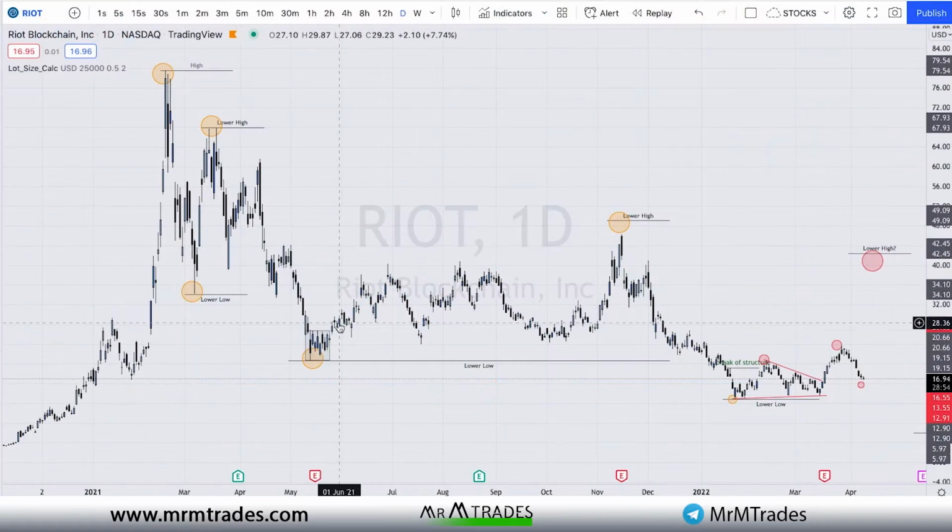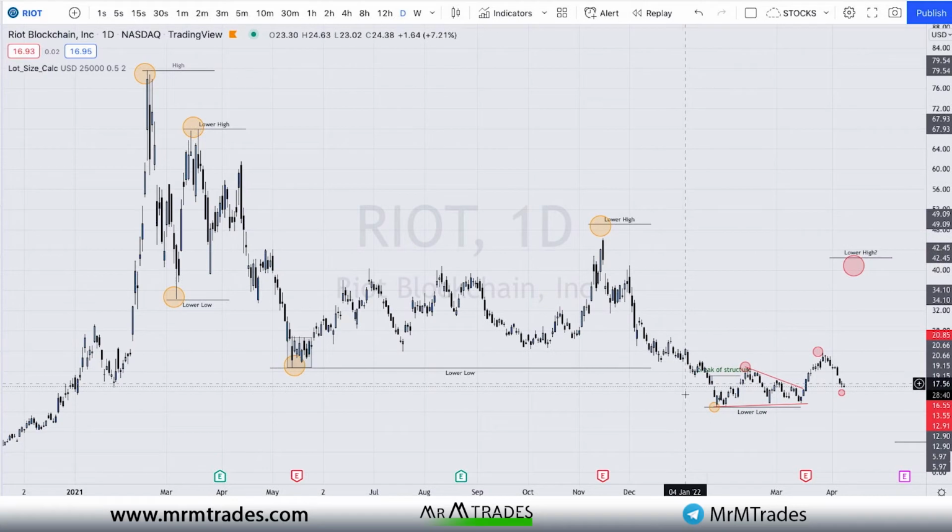Just as a quick reminder, we were looking at the Riot stock. So we started with the daily time frame, establishing our lower lows and lower highs until we reached our lower low structure, and here's where we're going to focus now.